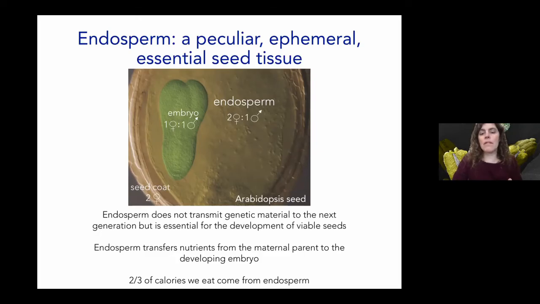One of its primary functions is to transfer nutrients from the maternal parent into the developing seed, and then the embryo will assimilate those nutrients as it matures, or later as the seedling germinates. Endosperm is also really important to us because the majority of the calories that we eat come from endosperm, primarily in the form of the staple grains.